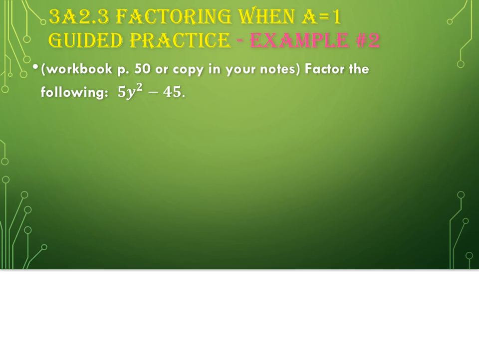All right, factor the following. So, remember that the very first thing you look for when you factor is the greatest common factor. See if you can pull out a greatest common factor. Can you? Looks like maybe 5y squared would make 5 times y squared, and so maybe I can pull out a 5. Then I would have left a y squared minus 9.